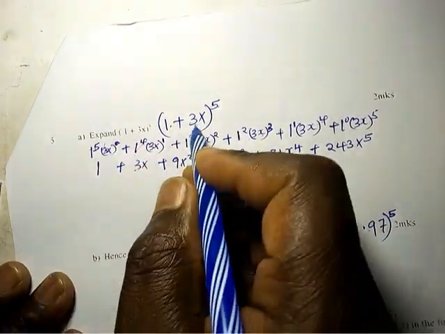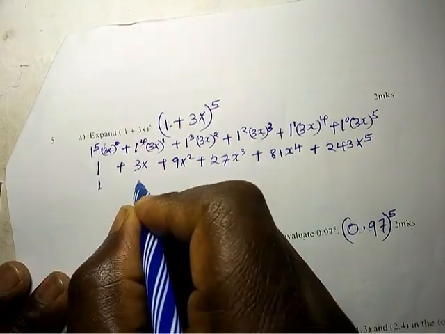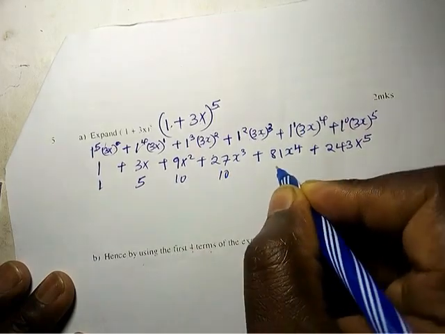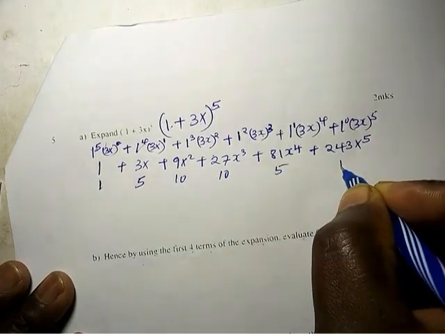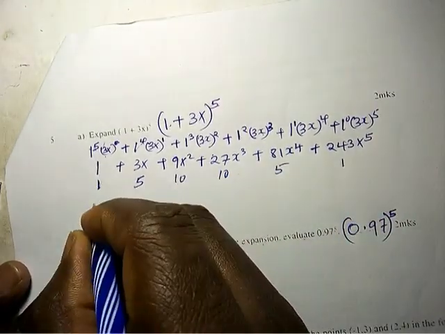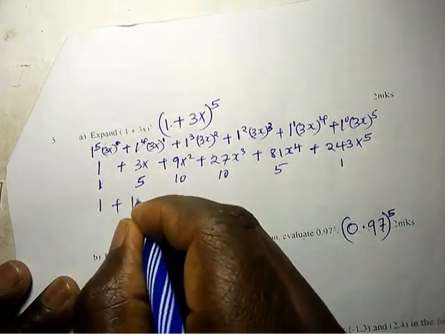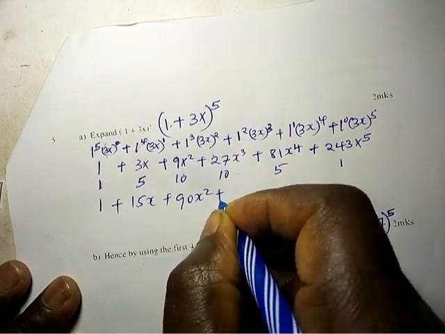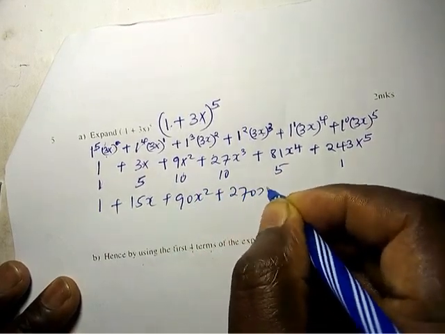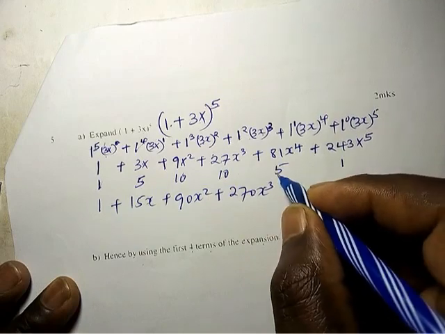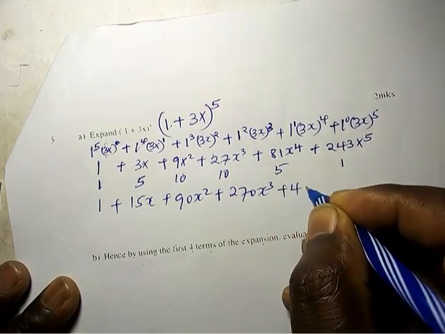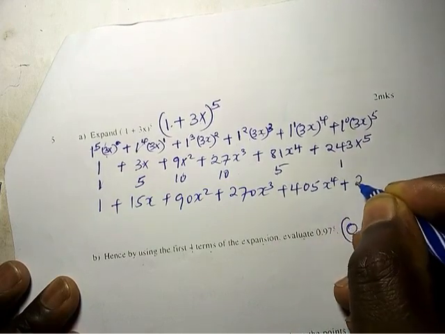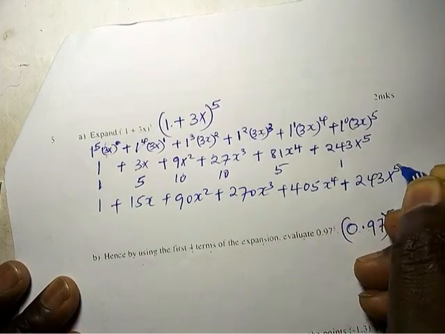Now the coefficients of 5 here are 1, 5, 10, 10, 5, 1. So this times this is going to be 1 plus 15x plus 90x squared plus 270x cubed plus 405x to the power 4 plus 243x to the power 5.